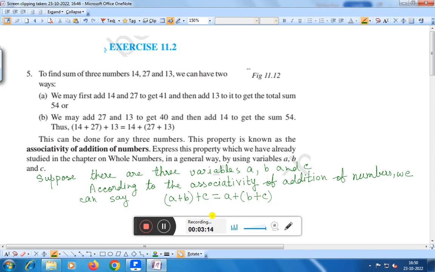That is, first of all we have to add the two numbers a plus b and add the result with the variable c. In this way, first you have to add b plus c and add the result with the variable a. Then we will get the same result. This property is known as associativity of addition of numbers. Therefore, you can say that in bracket a plus b plus c is equal to a plus in bracket b plus c will be same. And this property is known as associativity of addition of numbers.